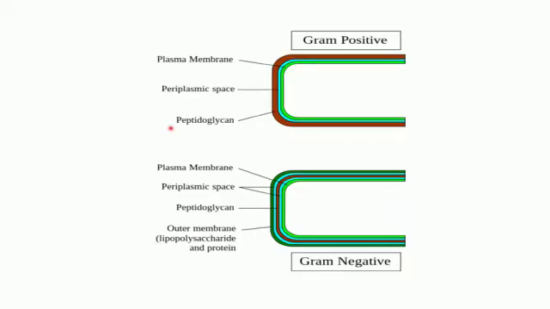Now in this diagram, it can be clearly seen how the peptidoglycan layer, which is a polymer of sugar and amino acids, is very thick in the case of gram-positive, whereas in the case of gram-negative, you can see it is only a very thin layer. So the peptidoglycan layer is thick in gram-positive and thin in gram-negative.